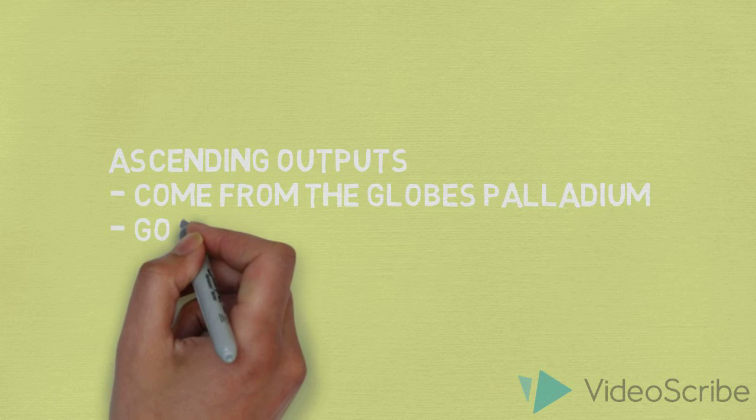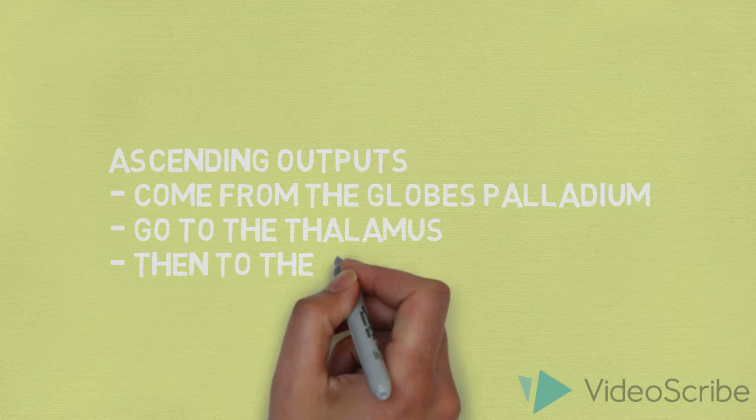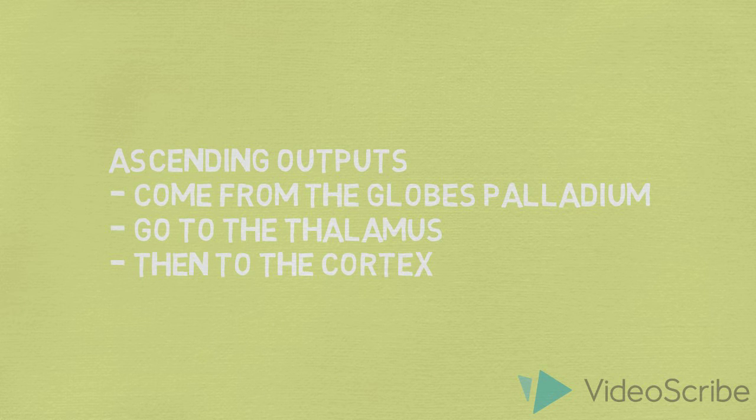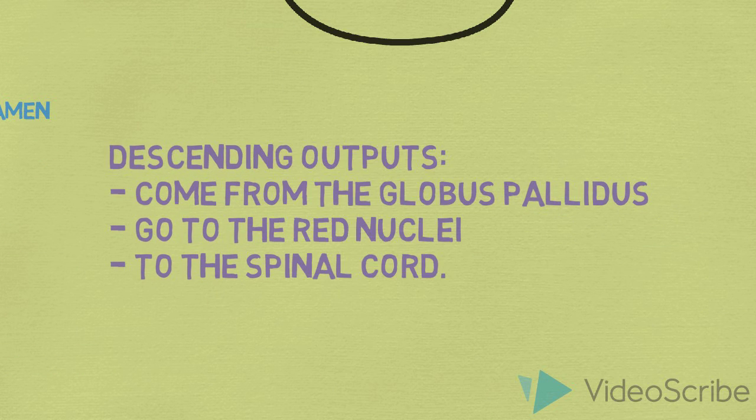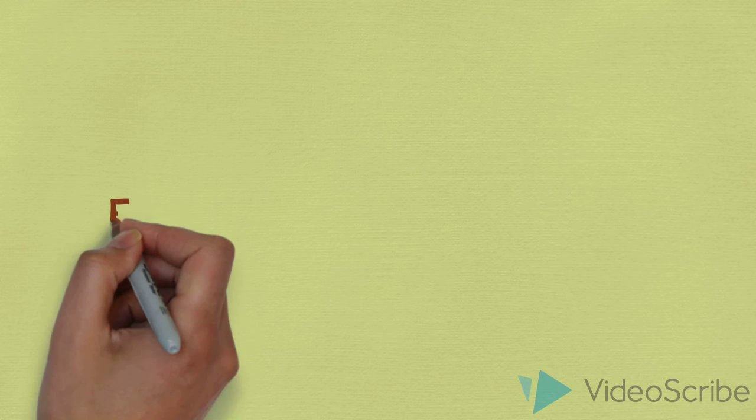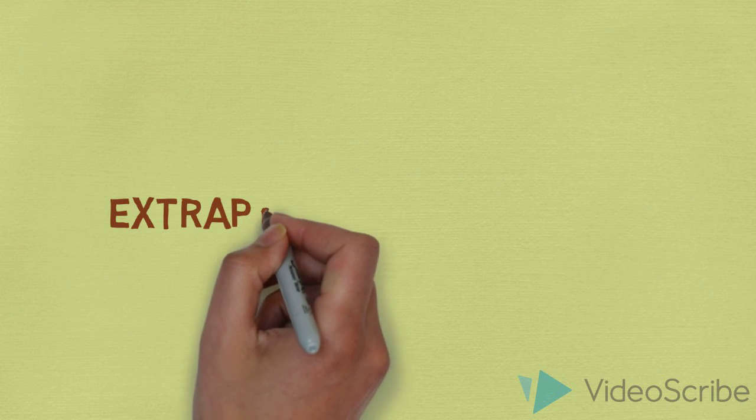The ascending outputs come from the globus pallidus and go to the thalamus and then to the cortex. This completes the loop between the basal ganglia and the motor cortex. The descending outputs come from the globus pallidus and go to the red nuclei and then to the spinal cord.